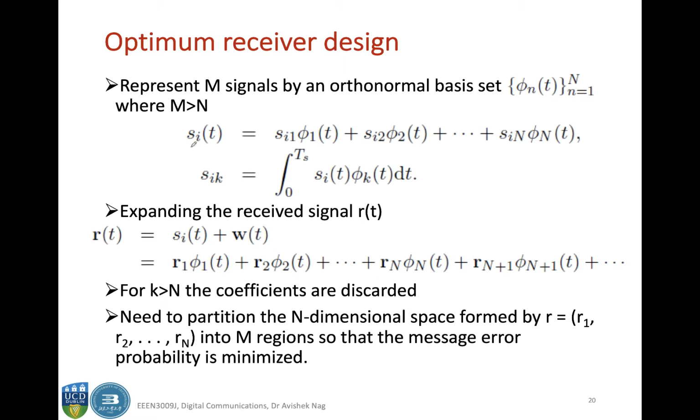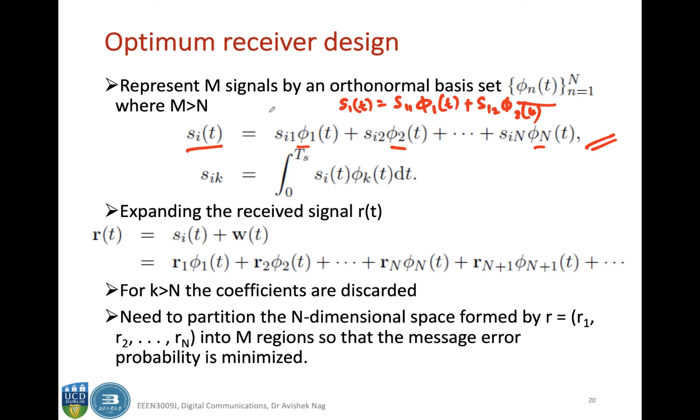Okay, so you can represent any signal Si(t) in the signal space spanned by the orthonormal basis set phi n(t), and you can represent the ith signal in terms of the orthonormal basis functions like this. So in case of binary, you were saying S1(t) was equal to S11 times phi 1(t) plus S12 times phi 2(t), right? So here also you can do the same.